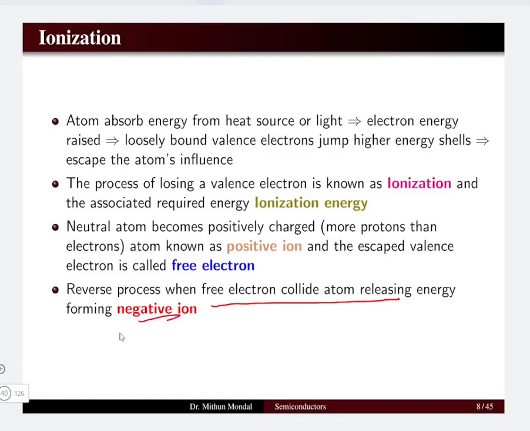If we take the reverse process, that the free electron collides and releases energy, then the atom will be a negative ion. So a positive ion is when the energy is taken, and protons are more than electrons. A negative ion is when the energy is released. So if you release the energy, then a negative ion will be formed. If you take the energy to the atom, then it is a positive ion, because it depends upon the number of protons and the number of electrons.